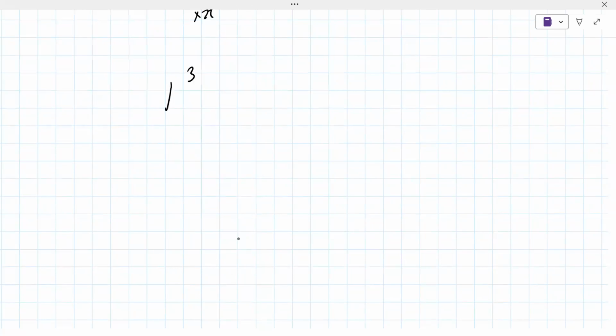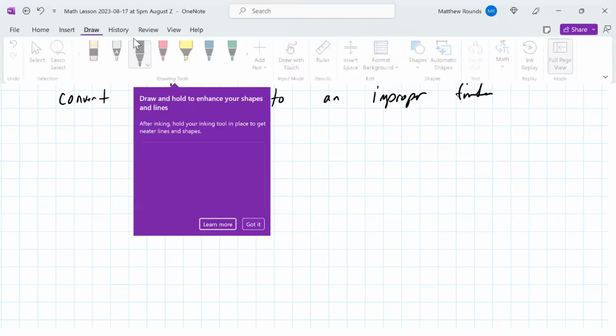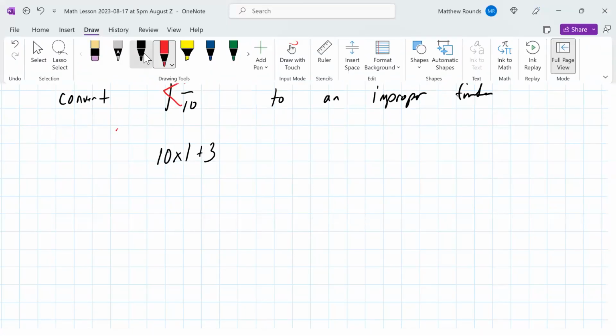Okay, let's look at another fraction problem. First thing I want you to do here is to convert this to an improper fraction. Isn't it the 3 times 1 and the 10 times 1? It's 10 times 1 plus 3. Oh, okay. So 13 tenths? Yes.